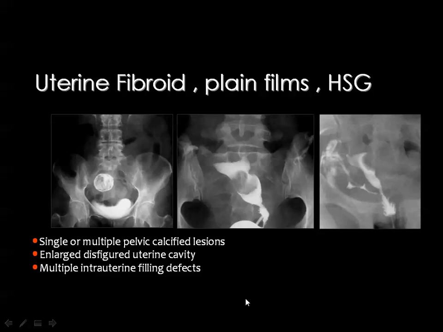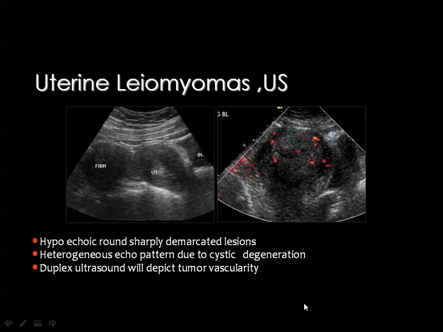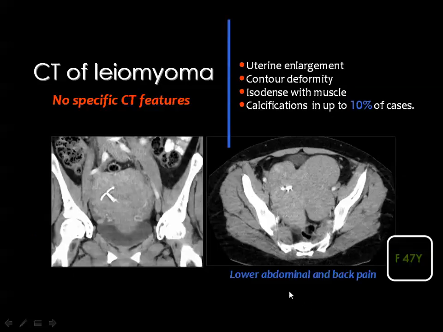By hysterosalpingography, you see either a filling defect inside the uterine cavity, or you see a markedly distorted uterine cavity by the presence of multiple fibroids. By ultrasound, the fibroid mass is usually hypoechoic, as you can see here, and if you use Doppler, you can see some vascularity within the lesion.